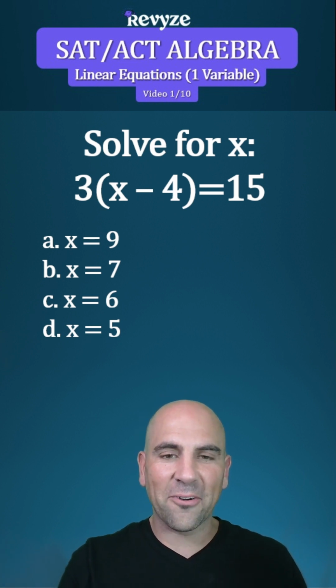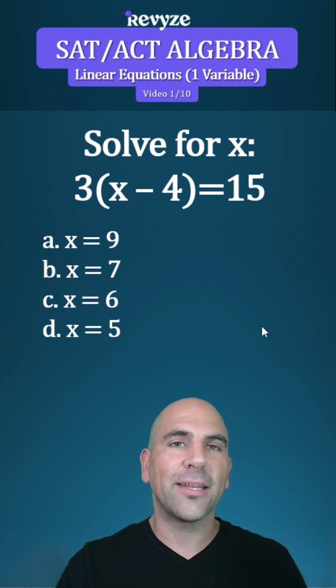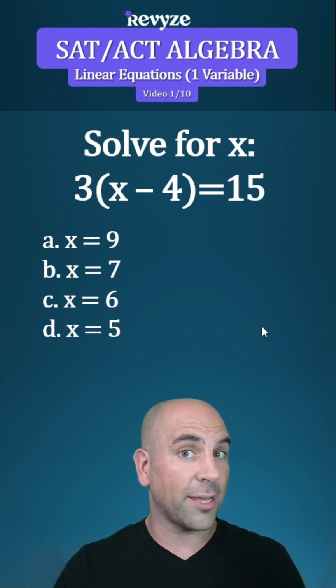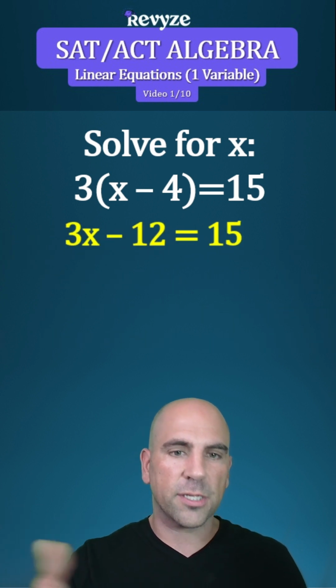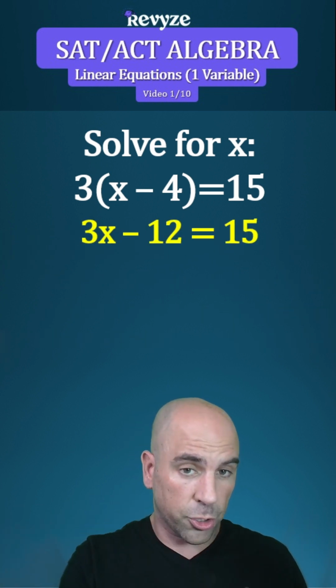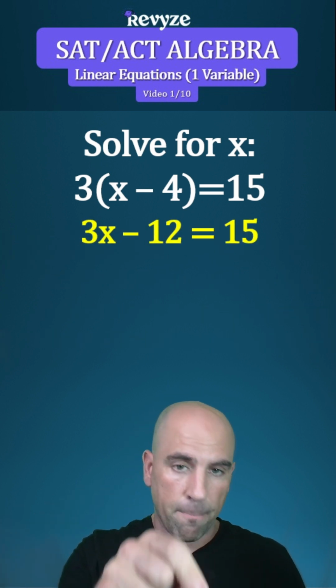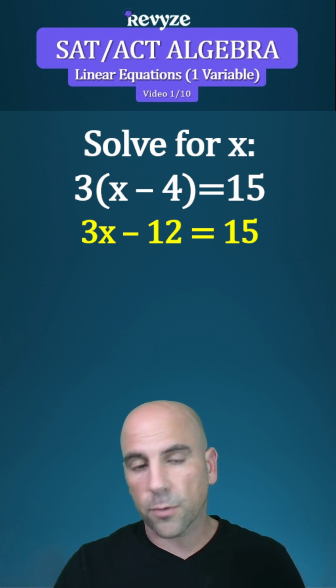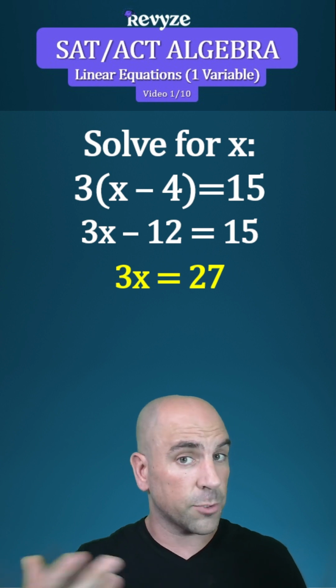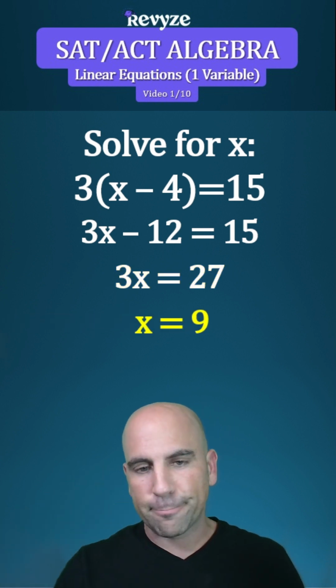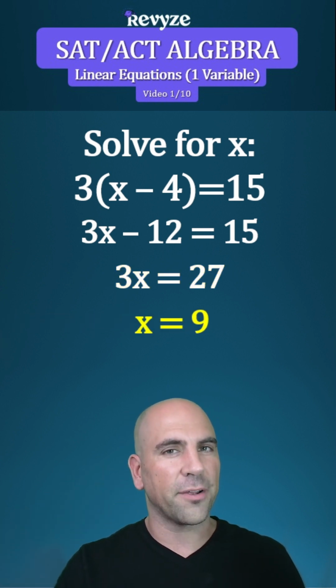All right. Hopefully you're back. And I bet you know that your answer is x equals 9, letter A. Of course, this is simple. You just distribute: 3x minus, and then 3 times 4 is 12, equals 15. We're going to add the 12 to both sides. 3x equals 27. And guess what? x equals 9. I bet you could figure that one out.